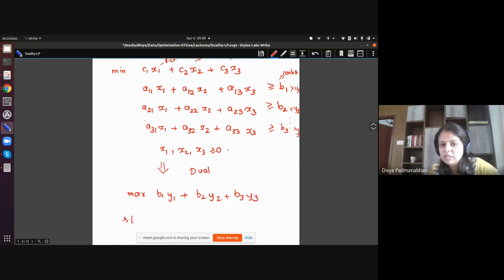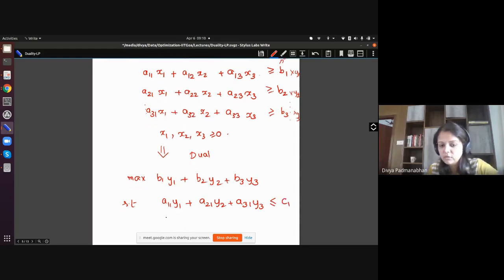Subject to, you take these coefficients. So A11 Y1 plus A21 Y2, you're multiplying the second one with Y2, and A31 Y3. If you sum those up, you get the coefficients of X1, and that needs to be less than C1, right? In that similar manner, you can write all the costs.